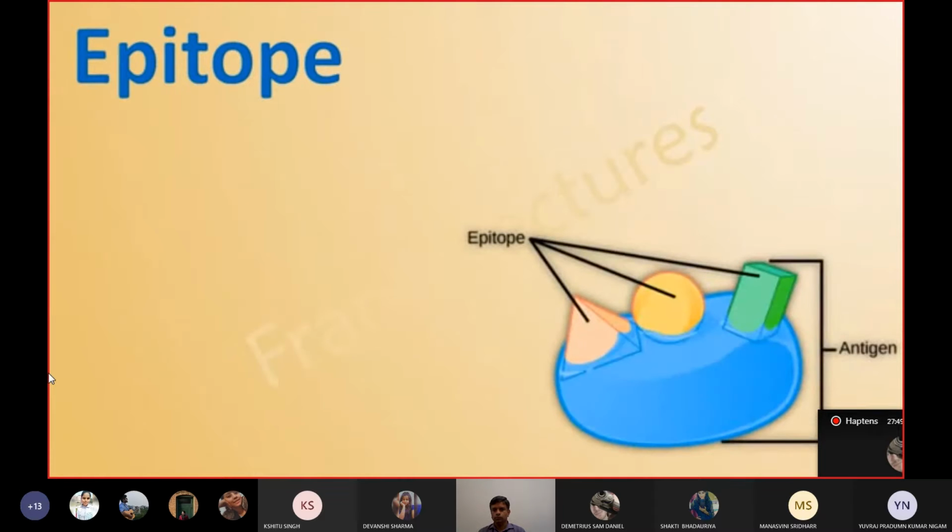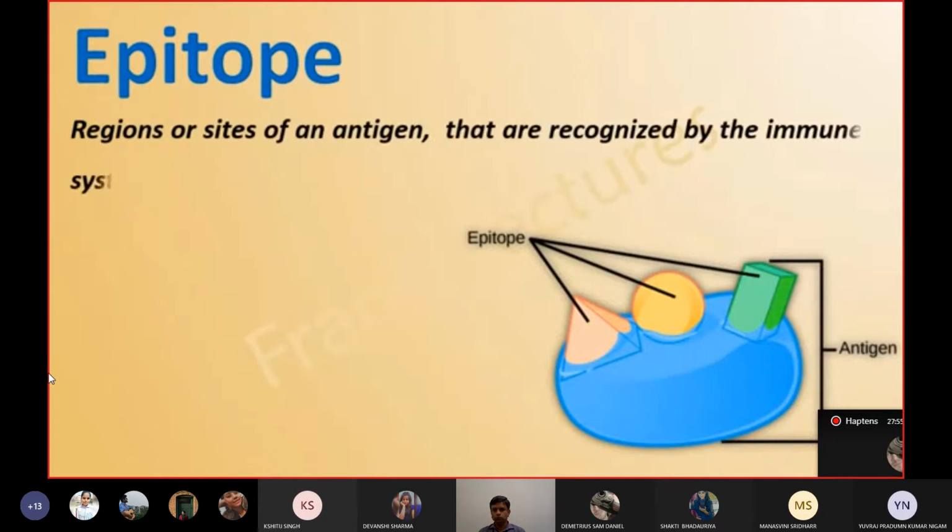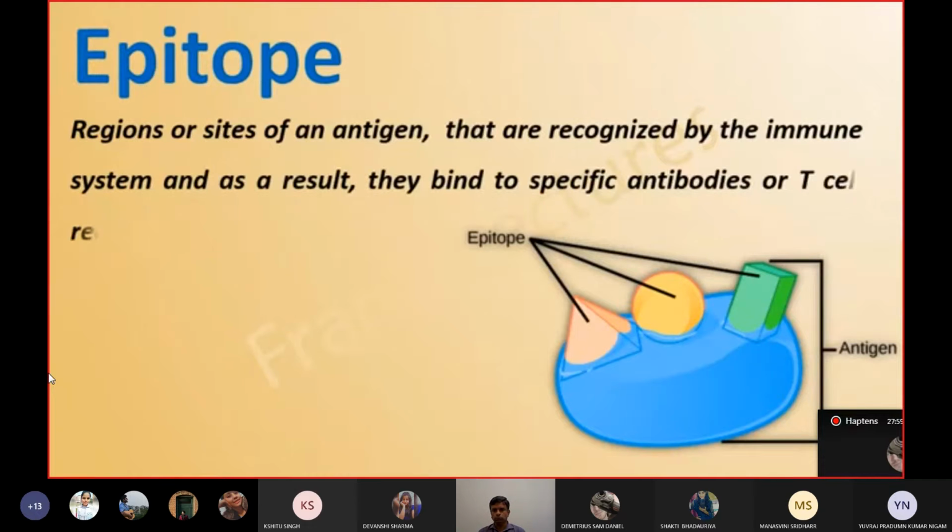Epitopes can be defined as regions or sites of an antigen that are recognized by the immune system, and as a result, they bind to specific antibodies or T-cell receptors. So, we now understand that an epitope is a part of an antigen.